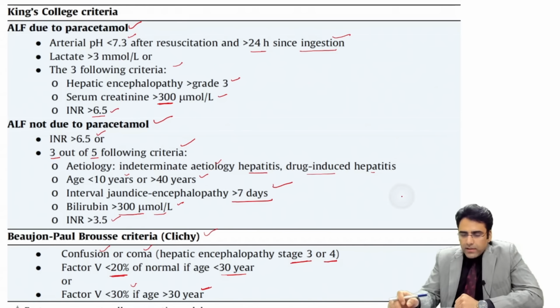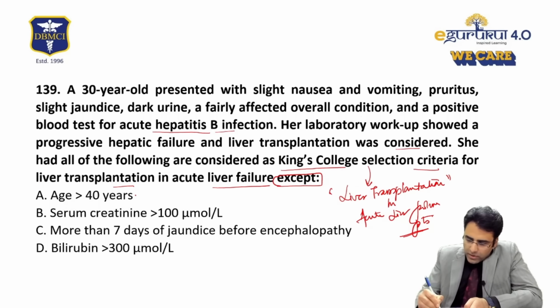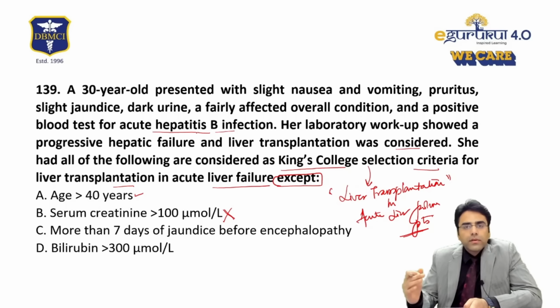So in this case, it is asking about the King's College criteria. I told you age more than 40 years, yes, it is a criteria. Serum creatinine more than 300, it is not a criteria here. Now this question is talking about acute hepatitis B infection causing acute liver failure, so it will come into the classification of non-paracetamol acute liver failure.